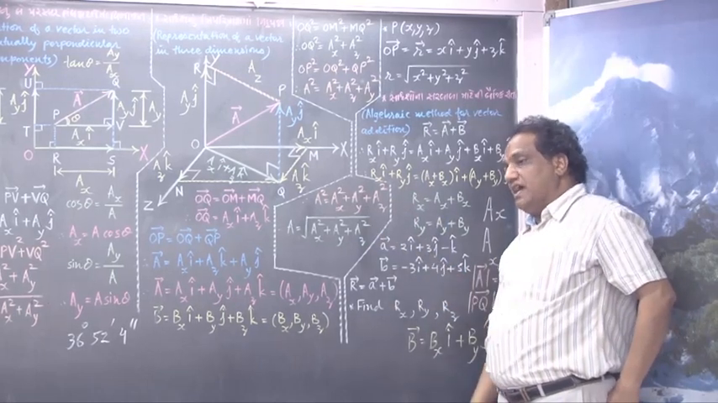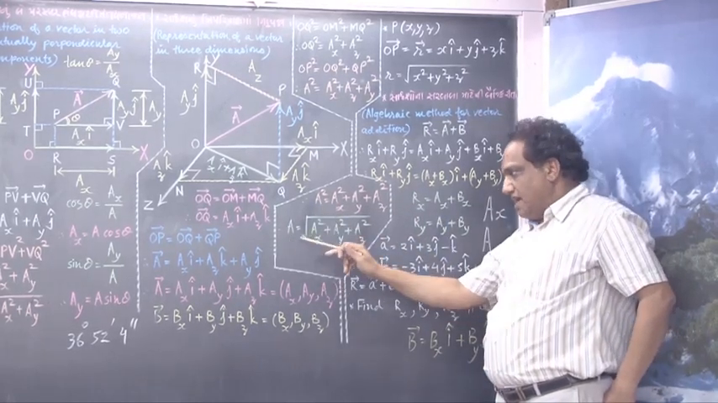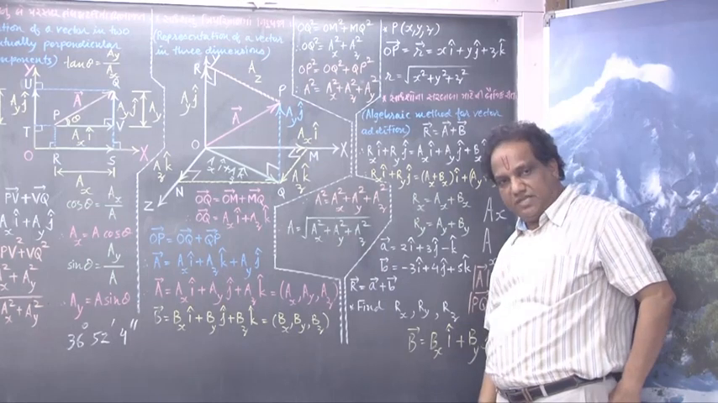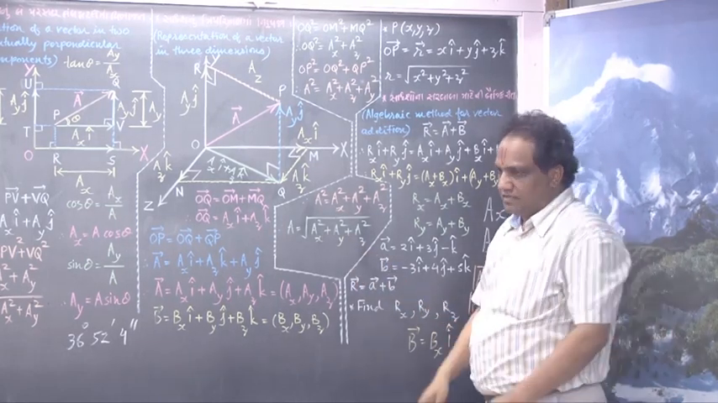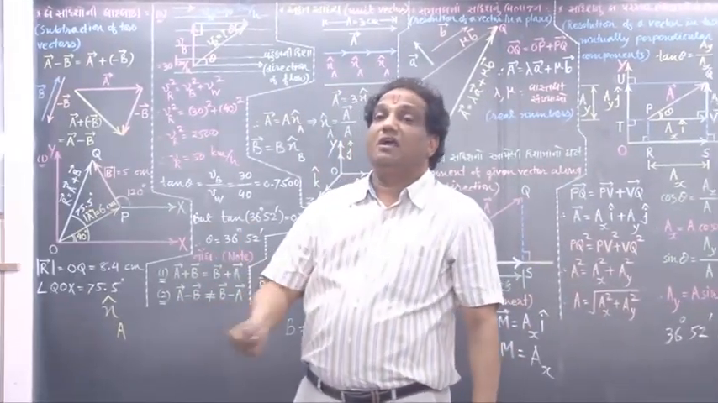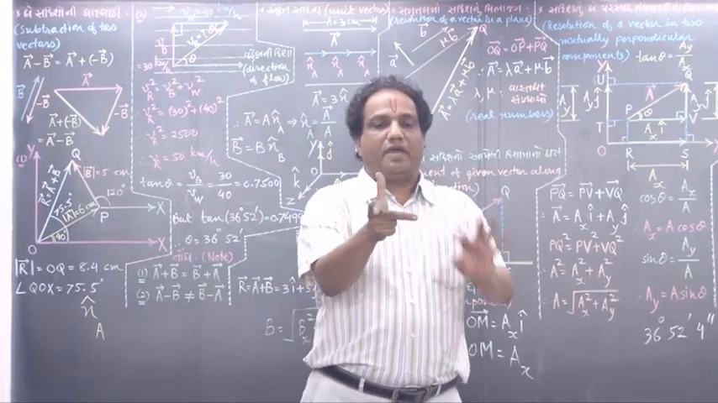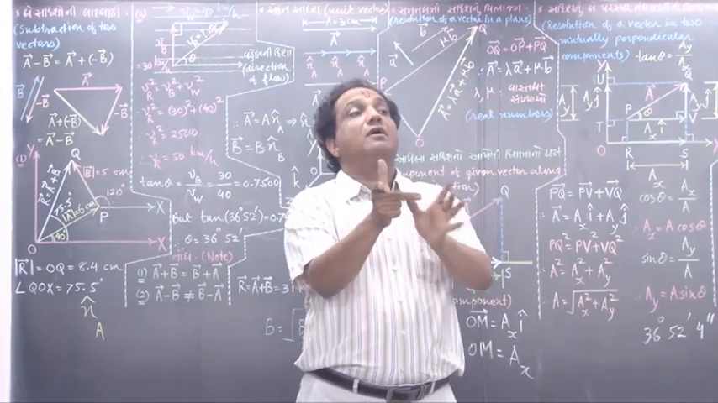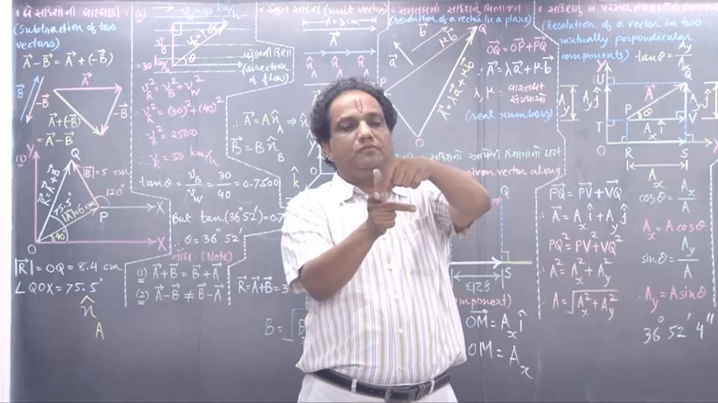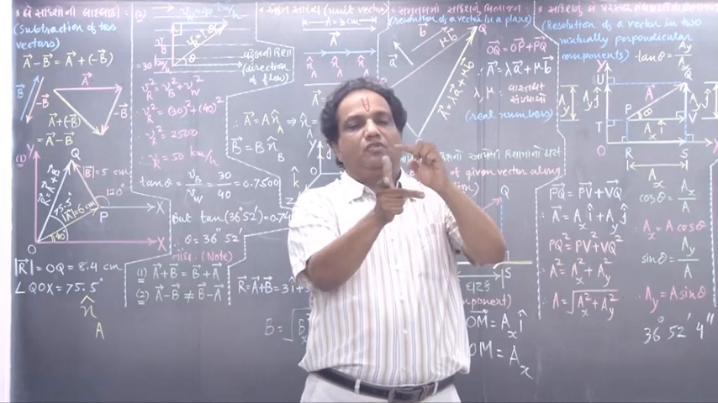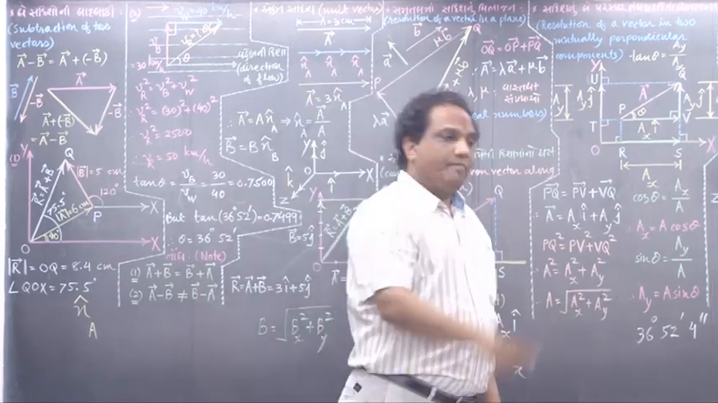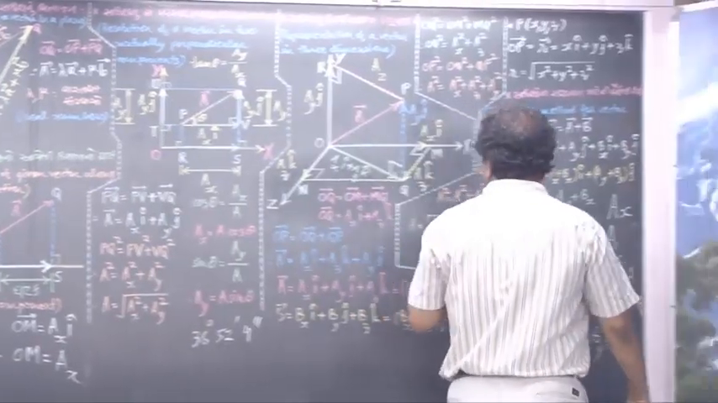Take the square root of this. So A is the square root of AX square plus AY square plus AZ square. What are AX, AY, AZ? Three mutually perpendicular components of vector A: X component, Y component, Z component. What is the angle between any two of these? 90. So any two of these three are mutually perpendicular.